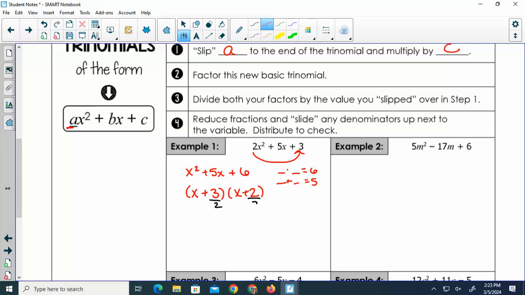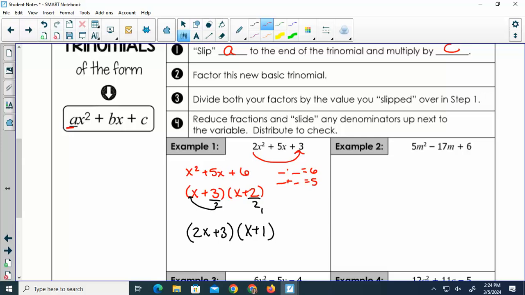So to undo that, I have to divide my 2 back. So I'm going to divide each of those things by 2. Right? So we're dividing by whatever number we slipped. When we look at this, 3 over 2, does that reduce? No. So for my final answer, we're going to slide that 2 back in front of this x. So it's a 2x plus 3. Right, over here, 2 over 2, does that reduce? 2 divided by 2 is just 1. So there's nothing left to slide back over, it's just x plus 1.